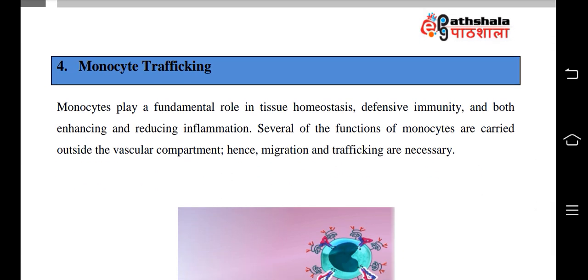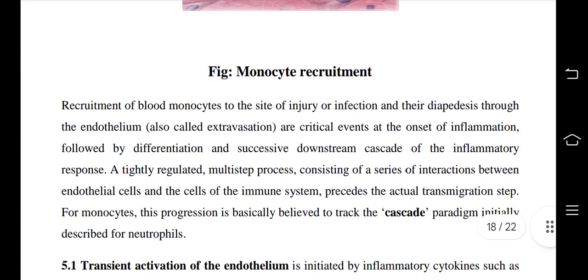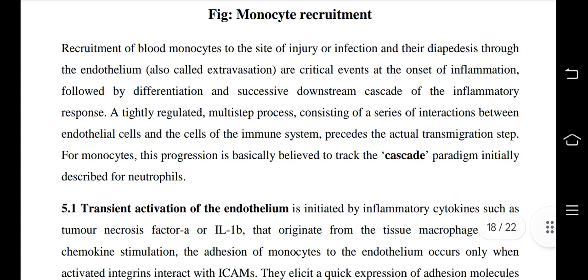Monocyte trafficking. Monocytes play a fundamental role in tissue homeostasis, defensive immunity, and both enhancing and reducing inflammation. Several of the functions of monocytes are carried out outside the vascular compartment, hence migration and trafficking are necessary. Monocyte recruitment. The recruitment of blood monocytes to the site of injury or infection and their diapedesis through the endothelium, also called extravasation, are critical events at the onset of inflammation, followed by differentiation and a successive downstream cascade of the inflammatory response. A tightly regulated multi-step process consisting of a series of interactions between endothelial cells and cells of the immune system precedes the actual transmigration step.